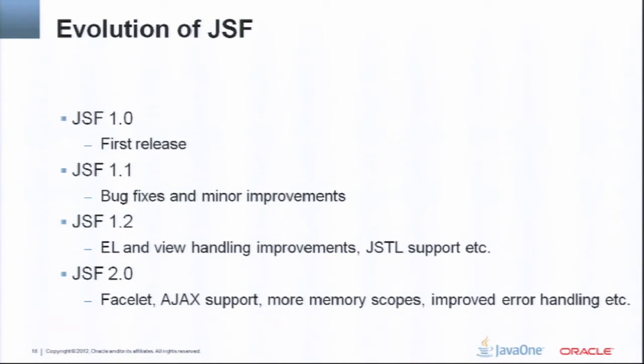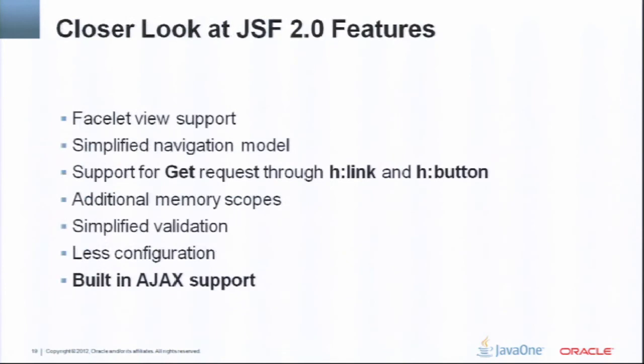So JSF 1.0 is the first release, and 1.1 was bug fixes and minor improvements. In 1.2, we could see a few enhancements like view handling, EL expression and JSTL support. But JSF 2.0 is considered a major breakthrough in the history of JSF. It has support for Facelets, Ajax support, more memory scopes, improved error handling, and a lot more. So that's what we are seeing here.